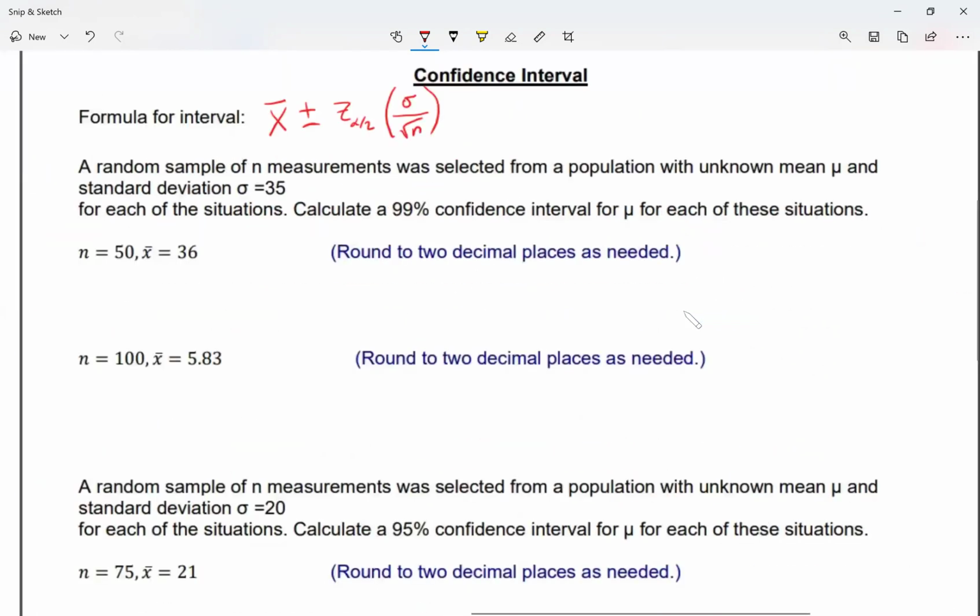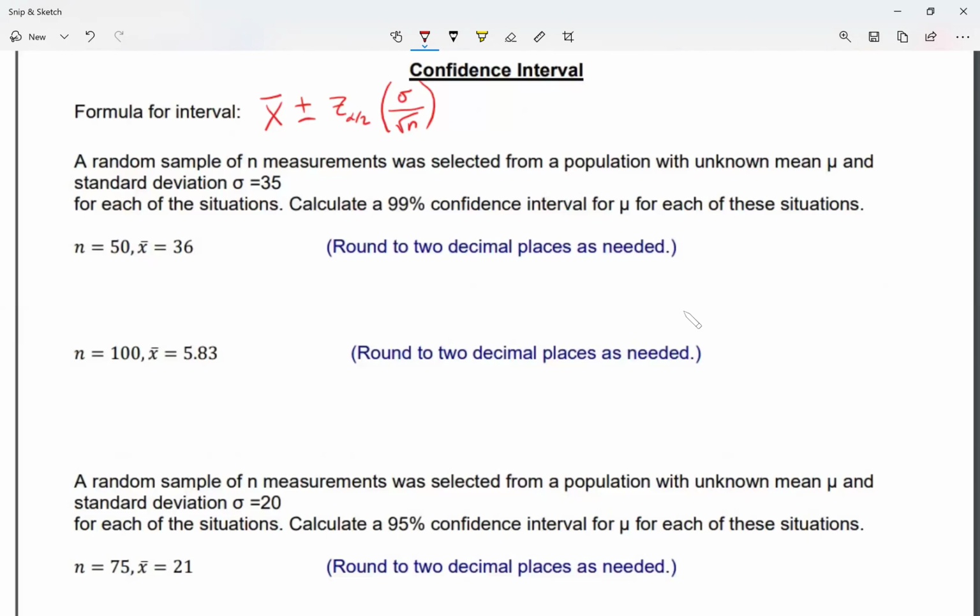Now, a random sample of n measurements was selected from a population with an unknown mean and a standard deviation of 35 for each of the situations. Calculate a 99% confidence interval for mu for each of these situations. N equals 50 and X bar equals 36. Round to 2 decimal places as needed. Okay, so first of all, I need a 99% confidence interval.